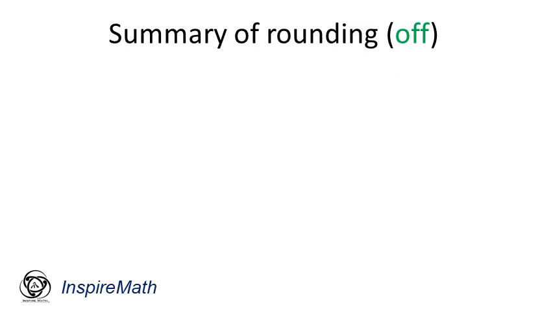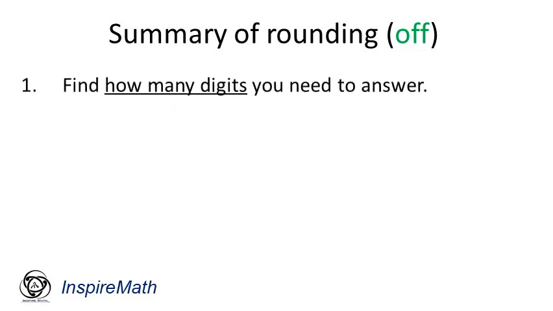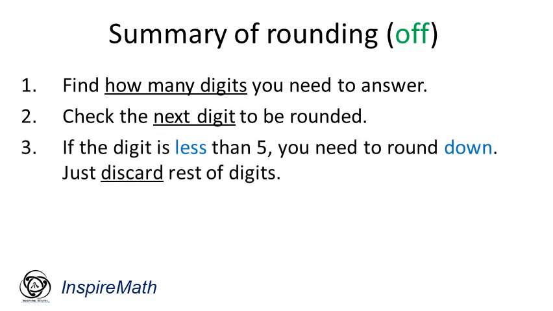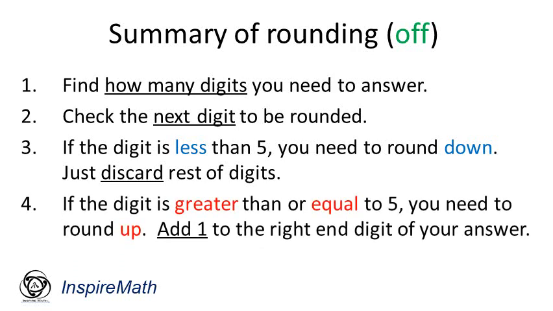Let's summarize today's lesson. When you round or round off decimals, find how many digits your answer will have. Then, check the next digit to be rounded. If the digit is less than 5, you need to round down. This means that you just need to discard the rest of the digits. If the digit is greater than or equal to 5, you need to round up, so add 1 to the right end digit of your answer.